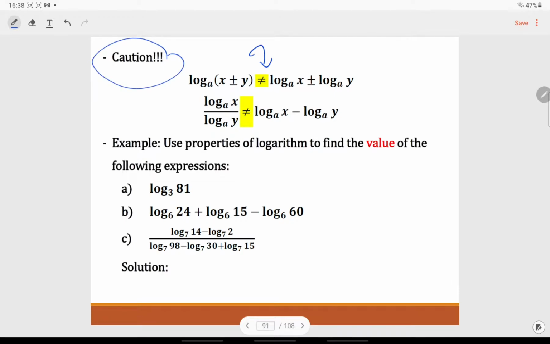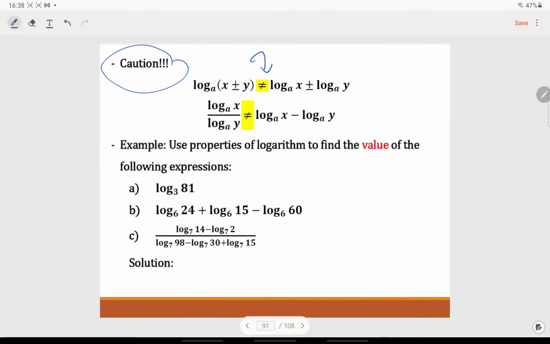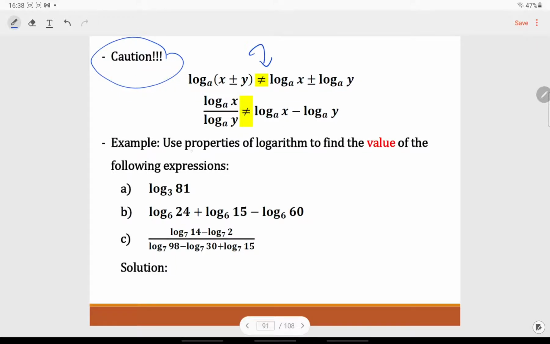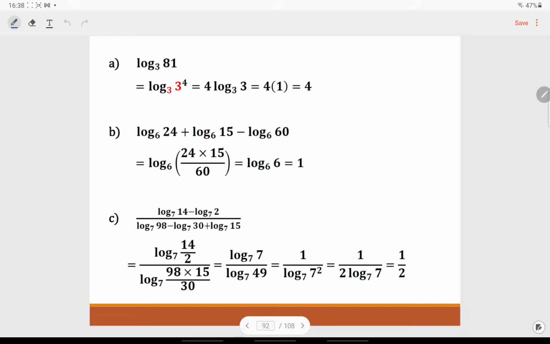Now, an example. Use properties of logarithm to find the value of the following expressions. That means instead of using your calculator, you need to use the properties of logarithms to come out with the answer, without using your calculator. So we start with the first one, log 81 base 3. How to solve this one? 81 actually can be converted to 3 to the power of 4.